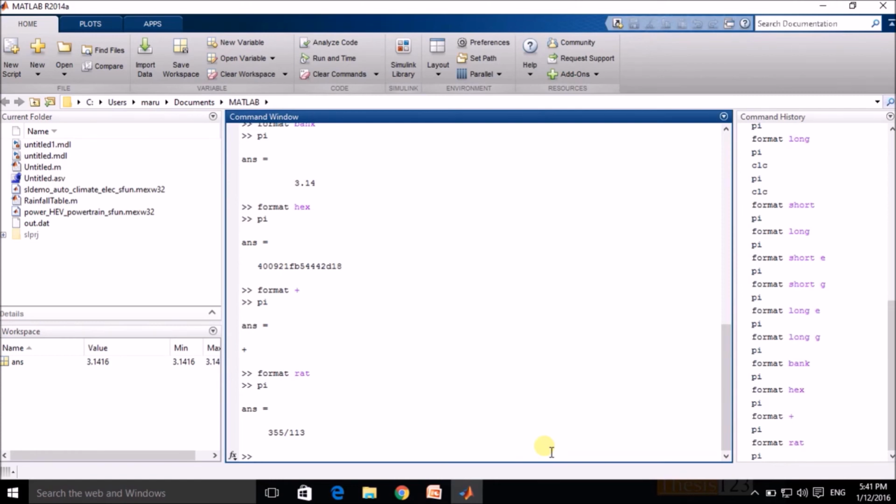This is about basic arithmetical operations. Here we covered order of precedence and display format. These are the things we completed today based upon the MATLAB software.